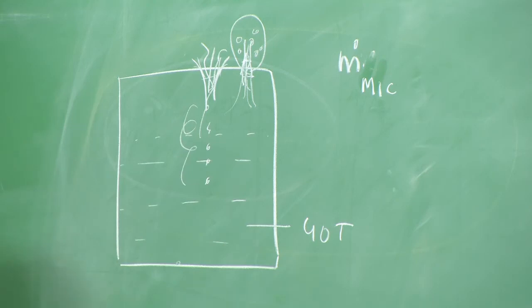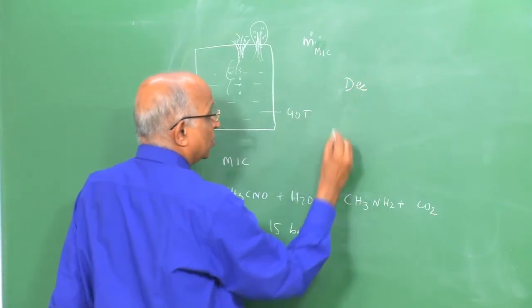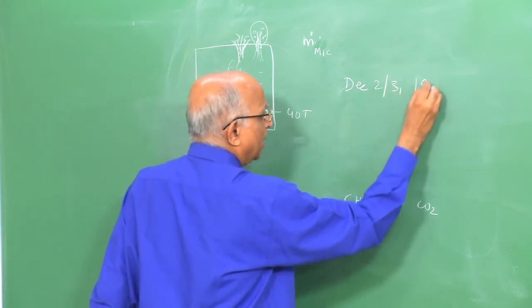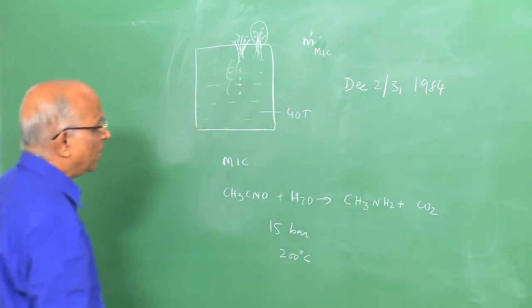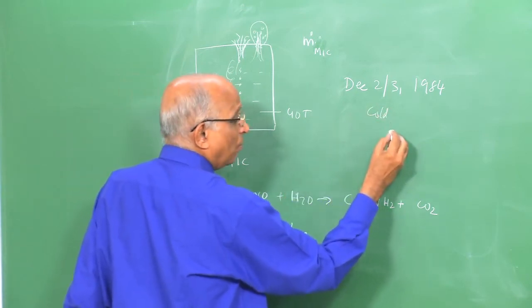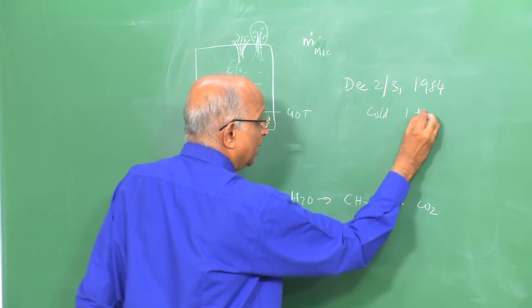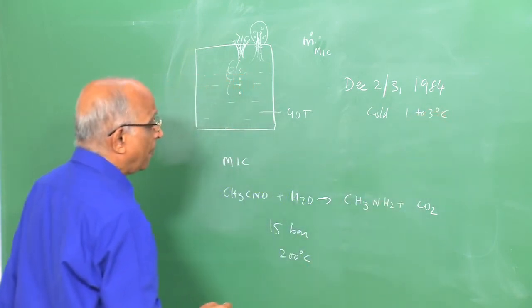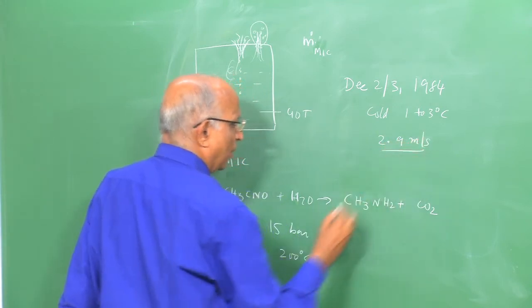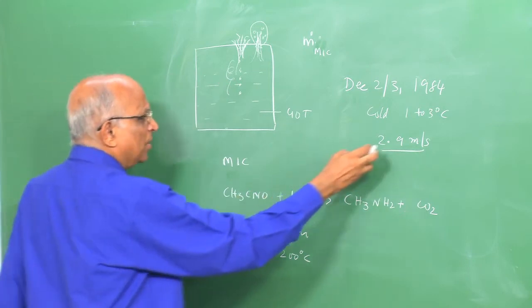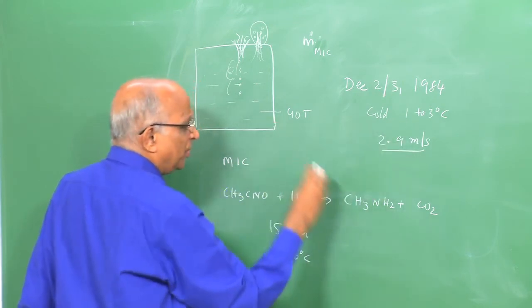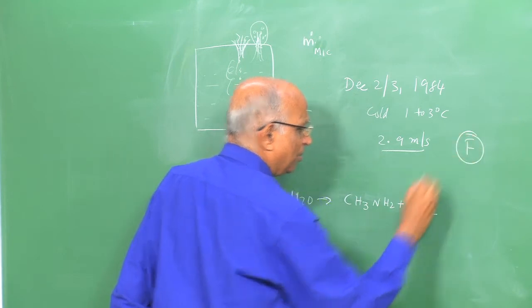Well, the accident happened, let us get back to atmospheric dispersion, on the night, almost midnight, of December 2 to 3, 1984. It was a cold winter night, temperature around 1 to 3 degrees centigrade. The wind velocity was around 2.9 meters per second, which is a very low wind velocity. And this combination of 2.9 meters per second, not a cloudy night either, gives you an atmospheric stability condition of F, which is extremely stable.